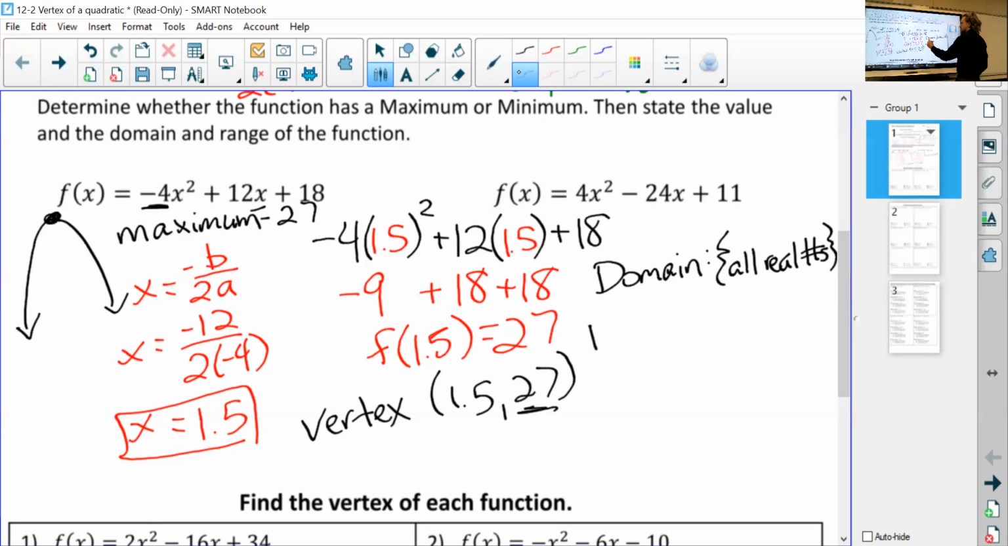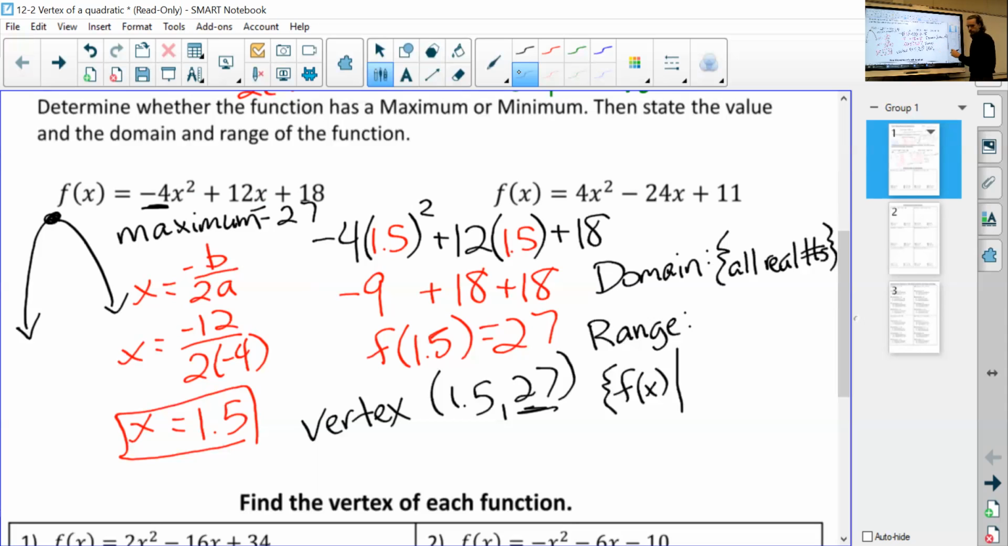Okay. The range, on the other hand, is a bit limited. Because if you look, here's our graph, right? It has a maximum point, which means it cuts off at 27. It can't go above 27. So if we want to write this out, the range of this is f of x. So it's saying for this function, we put this called pipe, just a solid line. It's not a 1 or an L, it's just literally a line. And that just means such that.